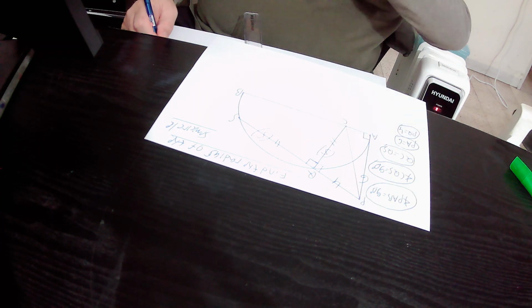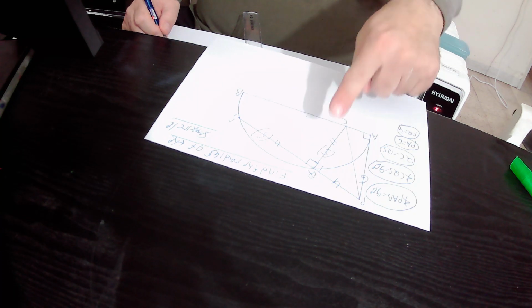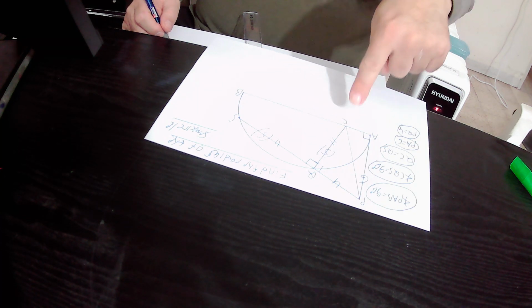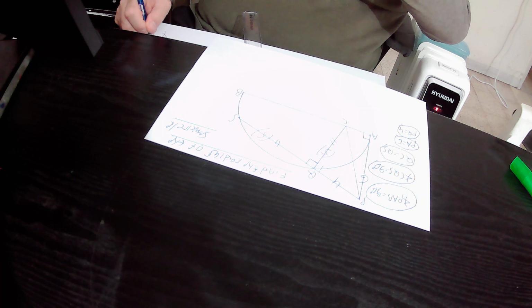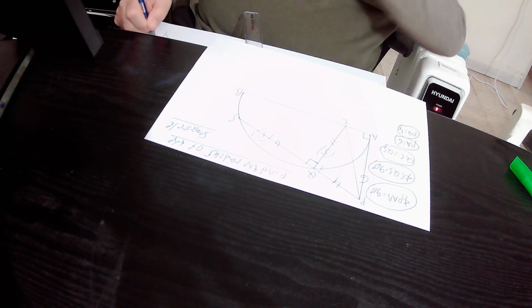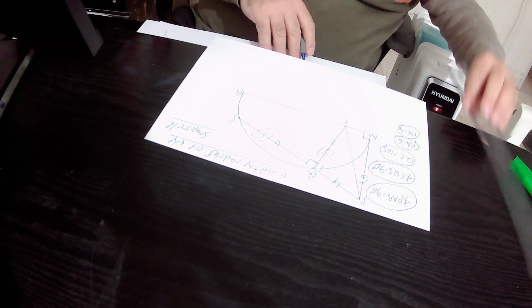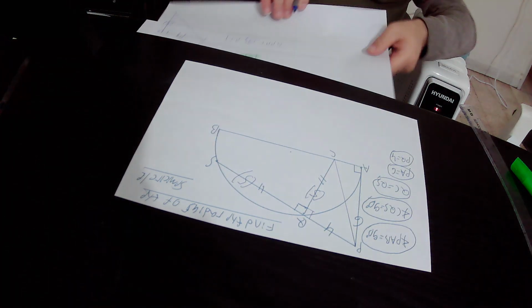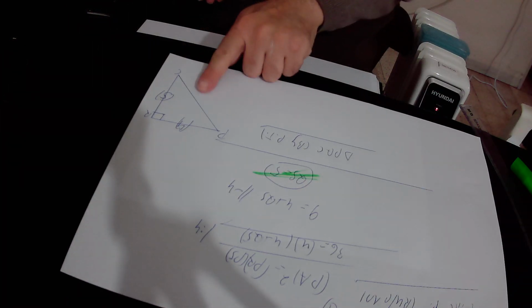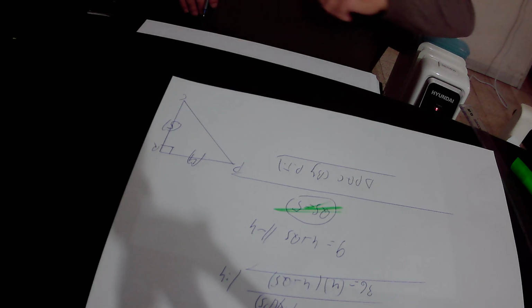Side PQ equals 4 units in length. We just found out that side QC equals 5 units in length. So actually, this is the right-angle triangle PQC that we copied from the original drawing.